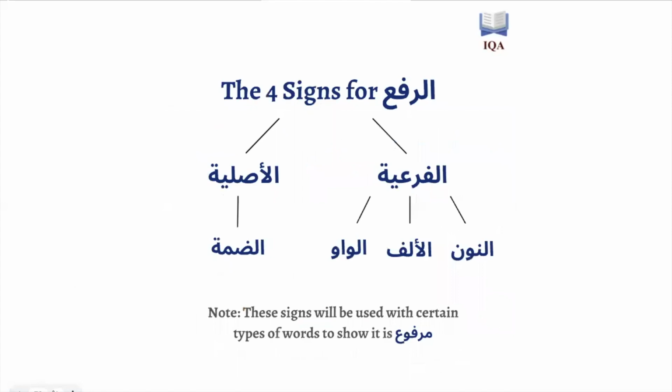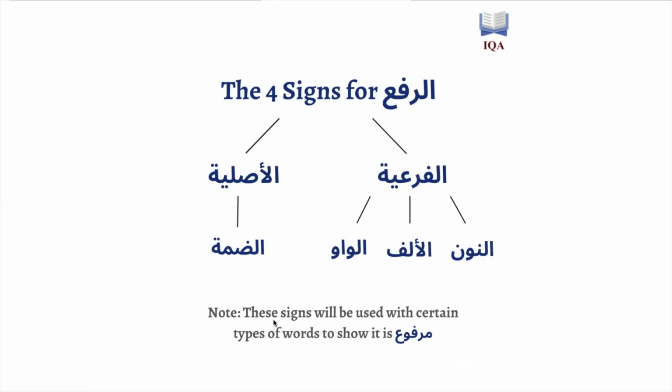So what are the signs of raf'u? It has one original sign, which is the dhamma, of course. Like we just saw, al-taribu is marfu' because of the dhamma, and yadrusu is marfu' because of the dhamma. So certain nouns, we're going to cover which type of nouns and which type of verbs are going to take the dhamma as their sign of raf'u. Then there's going to be certain nouns and certain verbs that are going to take the secondary sign, which is either a waw or an alif or a noon. So for every single one of these, we're going to explain the type of nouns and verbs that take the dhamma as its sign of raf', and the types of nouns and verbs that take the waw for its sign of raf' or the alif or the noon.